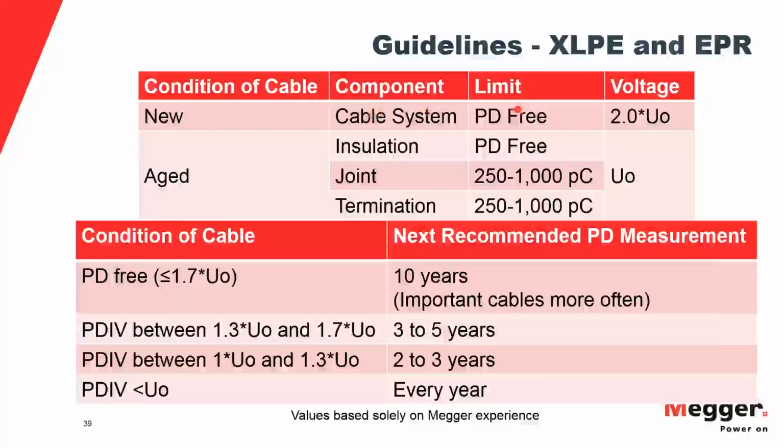Some guidelines then, if the cable is PD free up to 1.7 times voltage, we might be able to push our next recommended test off until maybe 10 years. If it's an important cable, you might want to do it more often than that, but cables that are PD free are generally in very good condition. The PDs between 1.3 and 1.7, maybe we do that every 3 to 5 years, depending on the criticality of the cable. And you can see that as the PD inception voltage gets lower and lower, our test frequency gets more and more frequent.